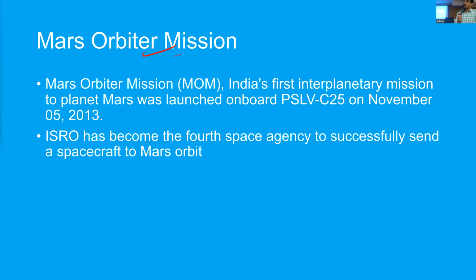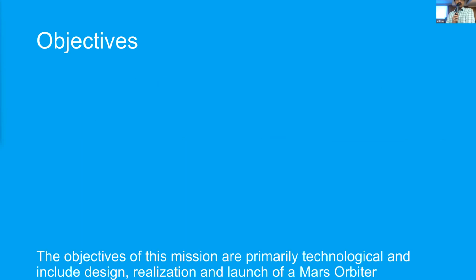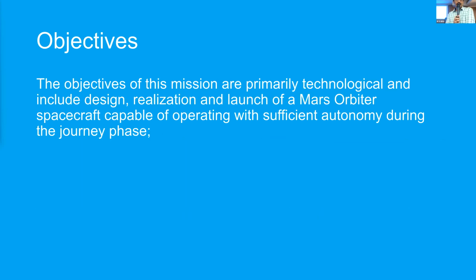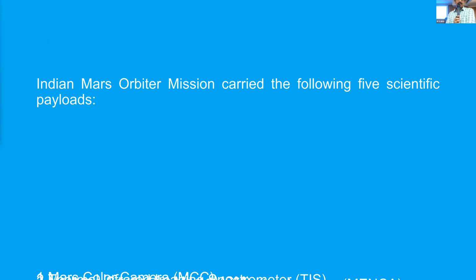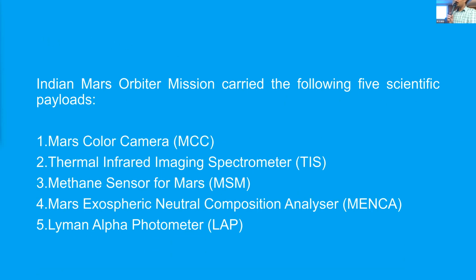Unlike ISRO, NASA has many failures. ISRO was able to do it in the first attempt itself, both with respect to the moon as well as with respect to Mars. So Mars, Chandrayaan, Mangalyaan also we have. Details are not much. We are studying this. These are the payloads with respect to Mangalyaan. For UPSC, it's not required much.